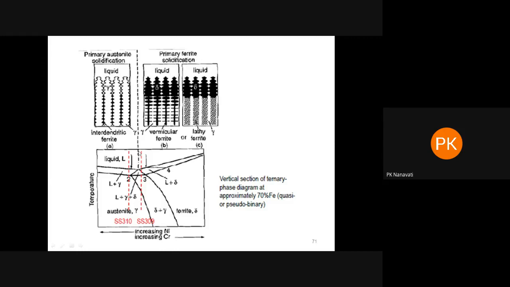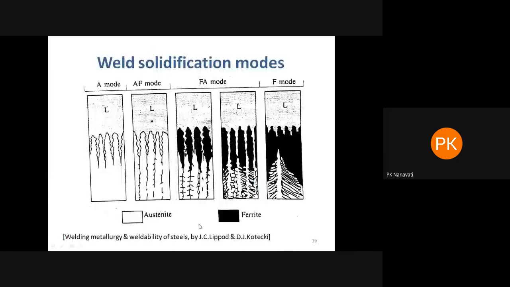So always remember, your composition should cool from primary ferrite and secondary austenite. So this is a thumb rule, right? So here over again you can see the black region is ferrite and the white region is austenite. So you should avoid A and AF mode when you are welding. You have to manage the FA mode with austenitic stainless steel, and with a duplex stainless steel, obviously it will be solidifying with 100% ferrite.